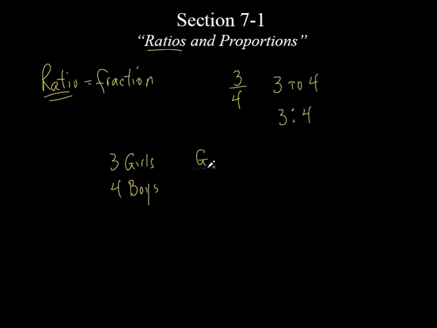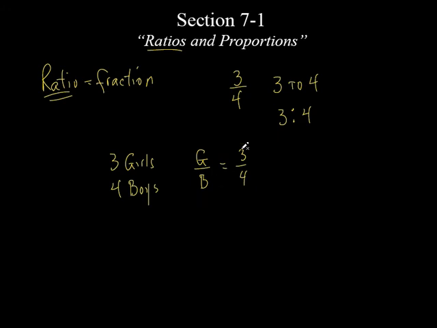So I could go girls to boys. Notice how I said that. I didn't say girls over boys or girls divided by boys. I said girls to boys, T-O. Girls to boys is what? 3 to 4.